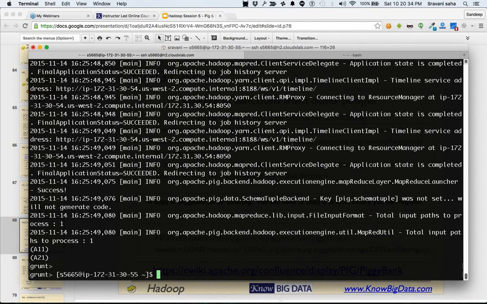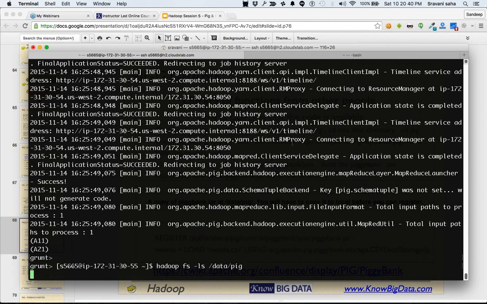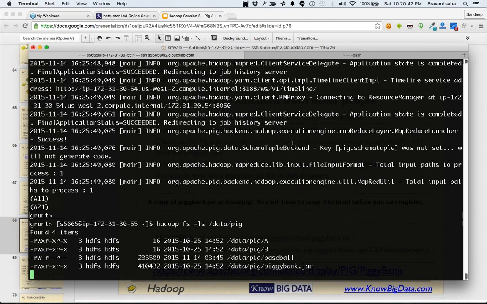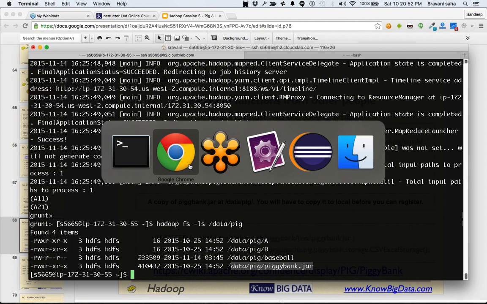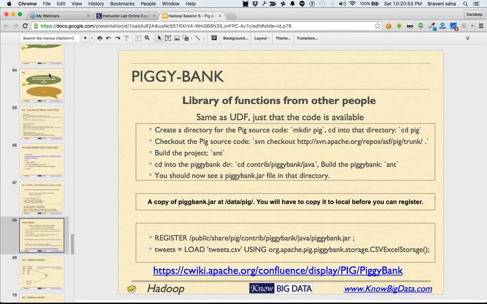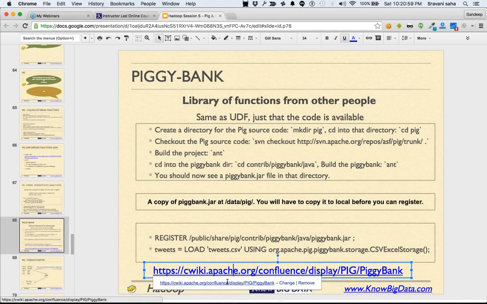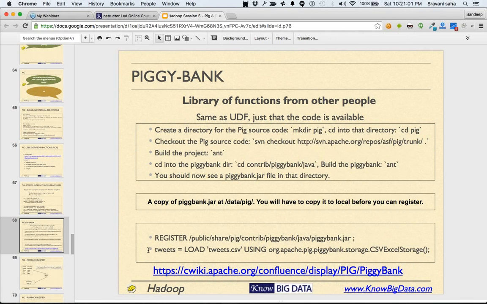Did we do it here? We say hadoop fs -ls data/pig. Oh, it is there. Yeah, it is there. Okay. So you can download this piggy bank here. Piggy bank contains a lot of libraries contributed by many people. To go through what is there in the piggy bank, go to this URL and it will be useful.